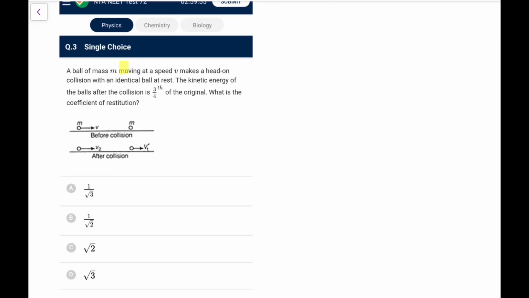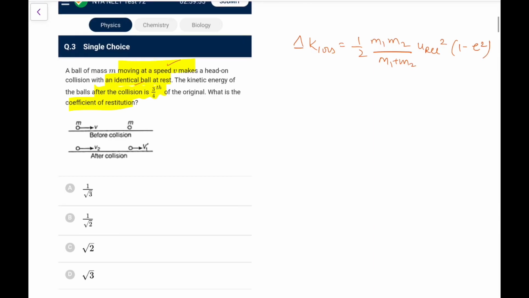A ball of mass m moving at speed v makes a head-on collision with an identical ball at rest. The kinetic energy of the ball after collision is 3/4 of the original. What is the coefficient of restitution? Okay, head-on collision with an identical ball at rest, and kinetic energy after collision is 3/4 of the original. That means the loss is 1 by 4. We generally write the loss as half m1 m2 upon m1 plus m2 into u relative square, that is the initial speed of approach, into 1 minus e square. That is the general result that we get from Newton's law of restitution.